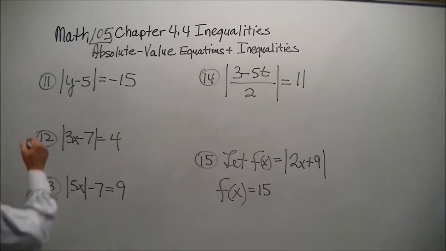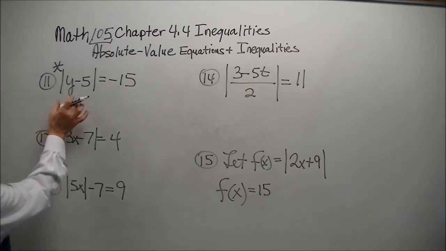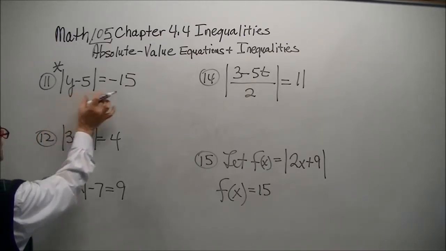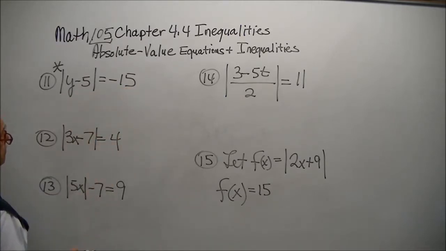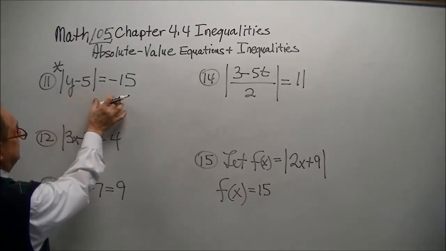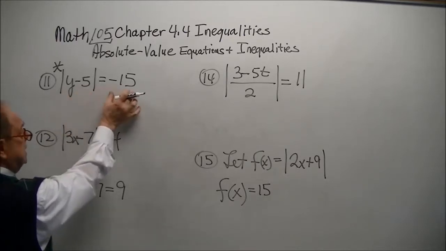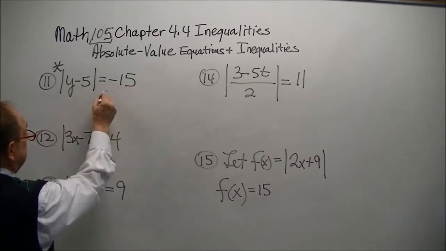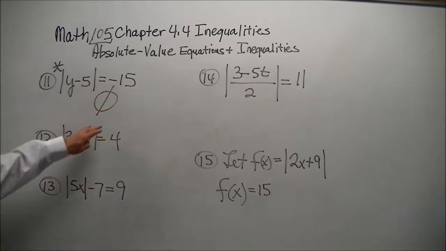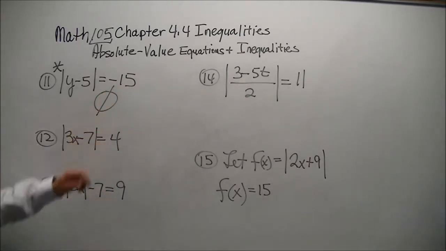Number 11, you might put a little star by number 11, because that's sort of a trick question. Here they're saying the absolute value of something is equal to a negative. And by definition, the absolute value of something has to be positive. So when you see the absolute value of something equal to a negative something, there's no solution for that. And what we put is the empty set symbol.